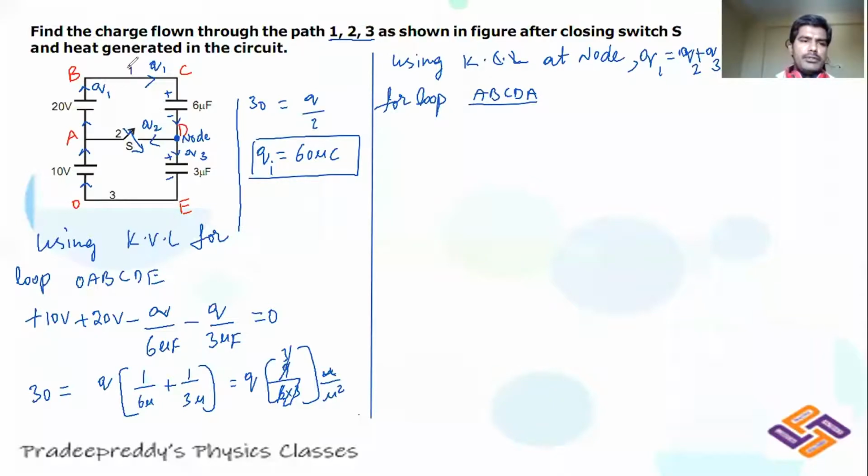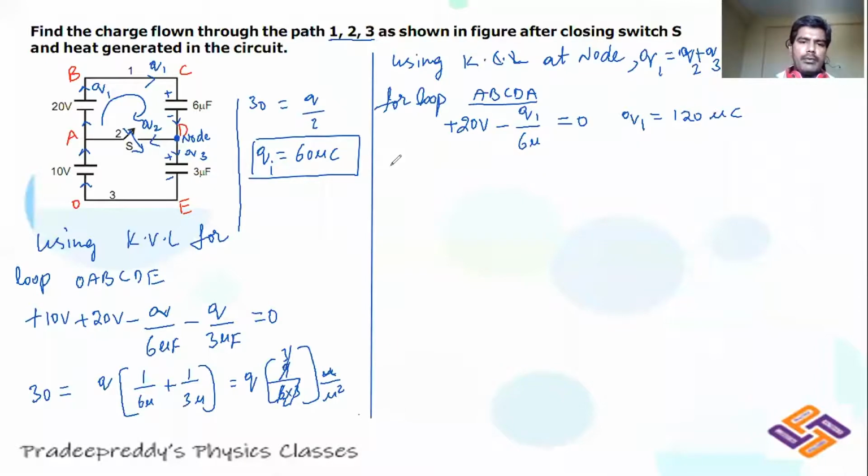Now for this loop, I should use KVL. Starting from A, you are going in this direction, right? Now minus 20 to plus 20, that becomes 20 volt plus 20 volt. And coming from here, it will be minus Q1 divided by 6 microfarad, and is equal to 0. Okay. Now from this you can calculate Q1 is equal to 120 microcoulomb. So Q1 charge we have got.